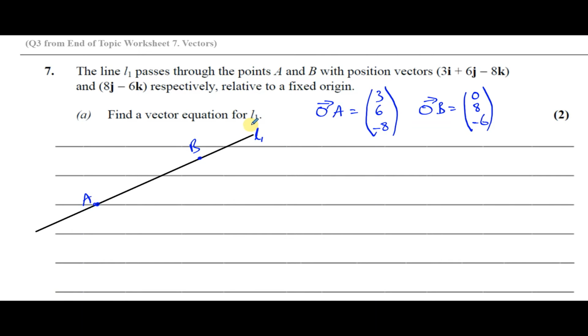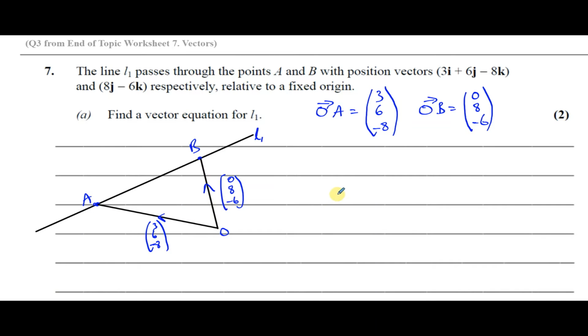To find a vector equation for this line, I need two things. I need a position vector of a point on the line. That gives me somewhere to go to on the line. A position vector is always from O, so I'm going to call this the point O over here. That's the vector from O to A, which is our vector here, 3, 6, minus 8. Let me put that a bit neater. So that's 3, 6, minus 8. That's O to A. And we also have the vector from O to B, which is given, in that direction. It's 0, 8, and negative 6. That's the vector from O to B.